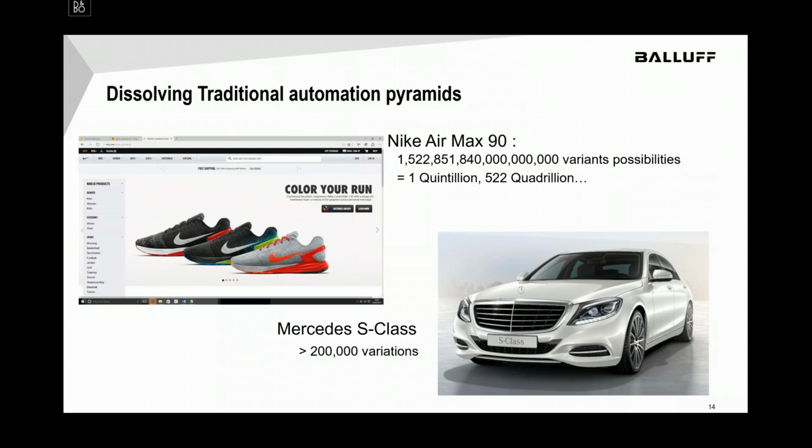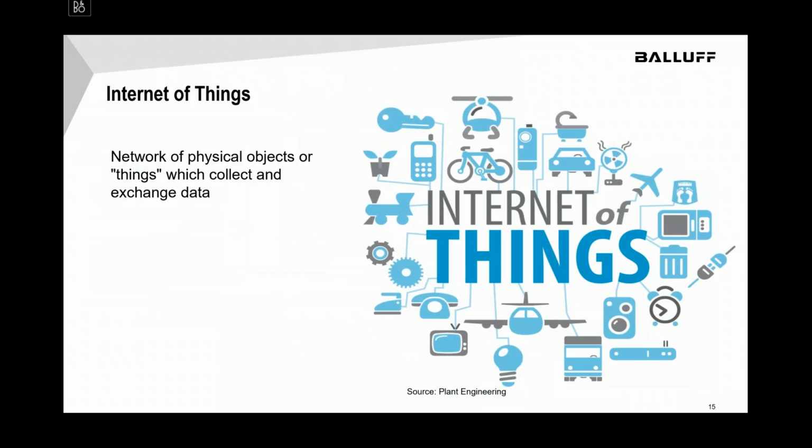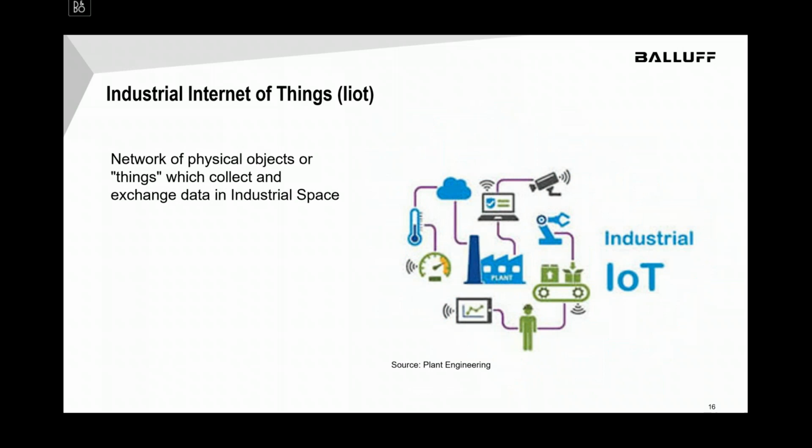This is what is driving the need for cyber-physical systems which talk to each other through different arenas. So the Internet of Things just means a network of physical objects which can collect and transmit or exchange data through the backbone of Ethernet technology. And Industrial Internet of Things condenses it down to the physical objects and things that are collecting and exchanging data in the industrial space. This is what is called industrial IoT.